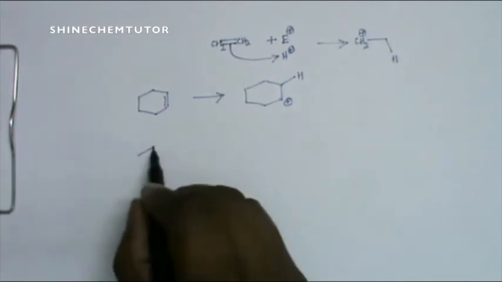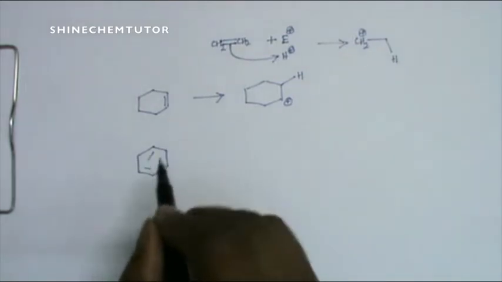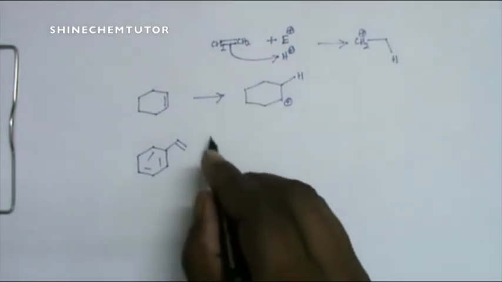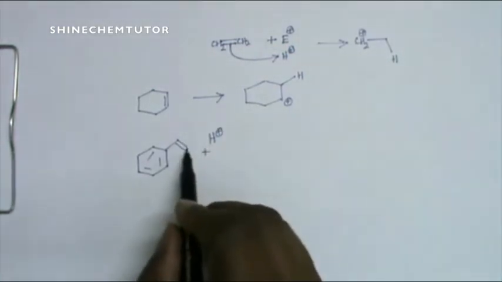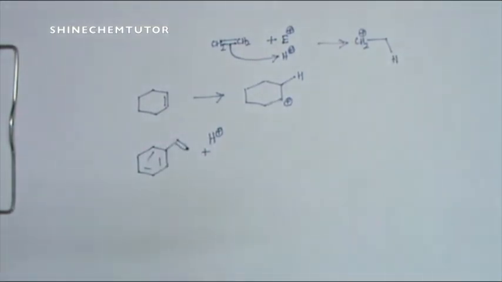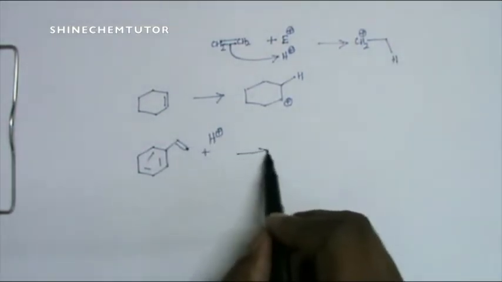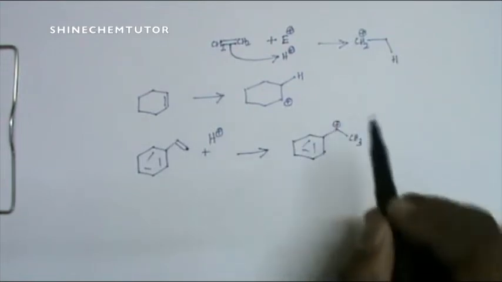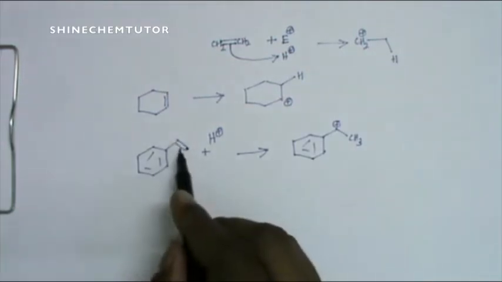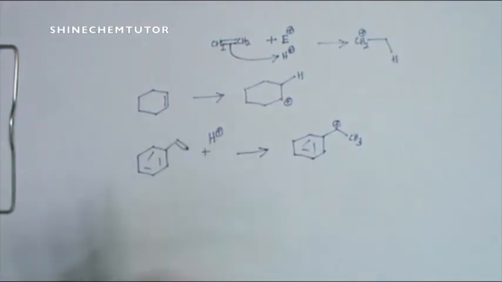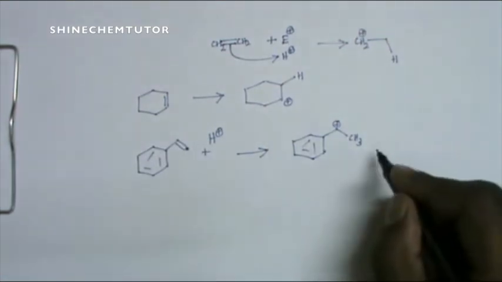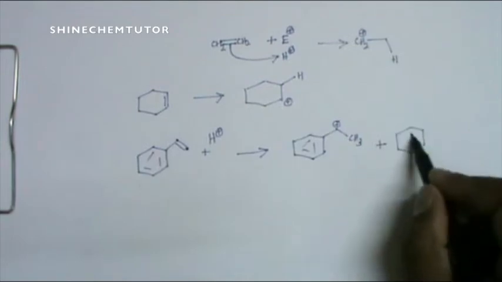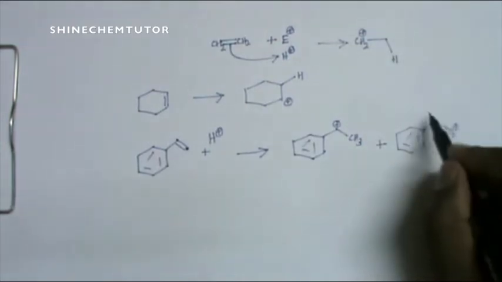Suppose I go for an unsymmetrical alkene like this. Now the question is whether H plus will be added to this carbon or this carbon. If I add hydrogen to this carbon, whatever I get is this benzyl cation. This double bond has attacked H plus, so I get plus charge. Suppose this carbon attacks H plus, what I get is, H plus will be added here.